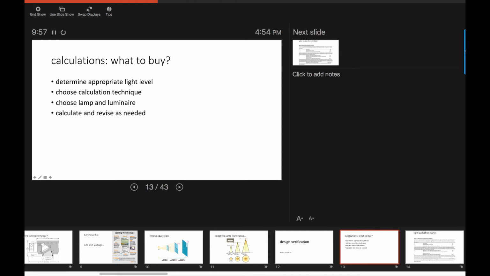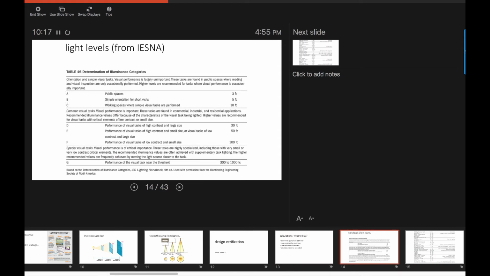First thing is, what's the appropriate light level? What's the target light level? Then you have to choose the calculation technique that is appropriate for whatever it is that you're trying to figure out. And then choose a lamp and/or luminaire. And finally, do your calculation and revise it so that you get the correct light level. So first of all, what are the light levels that are recommended in different areas?